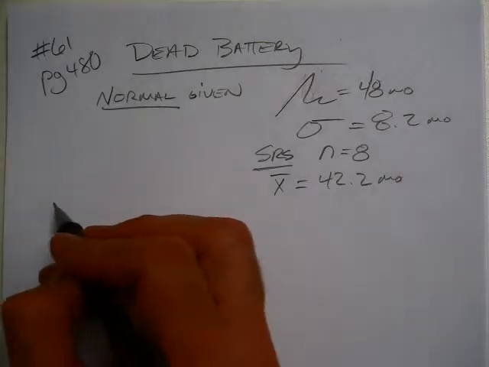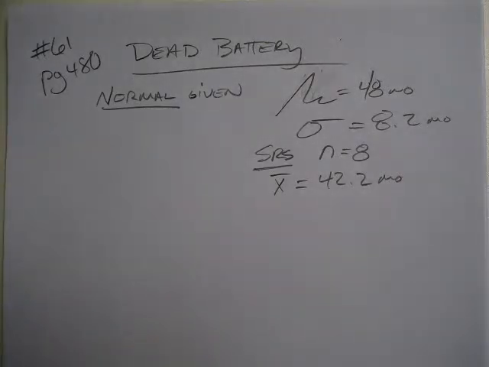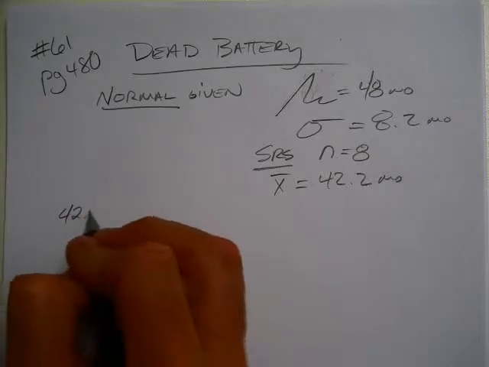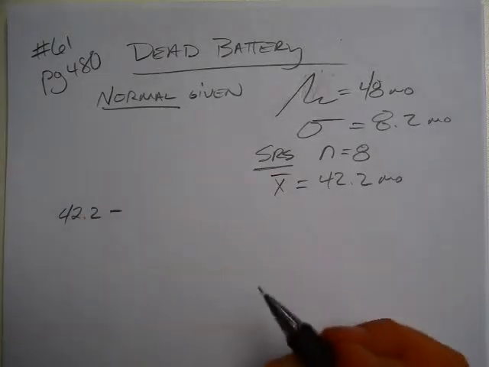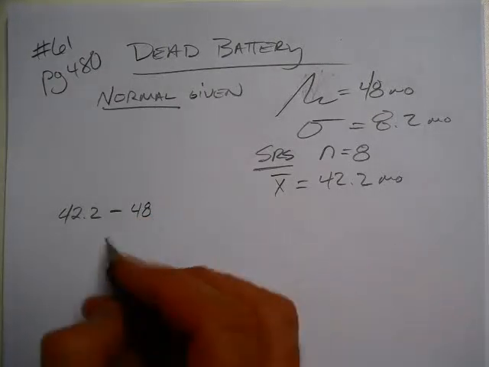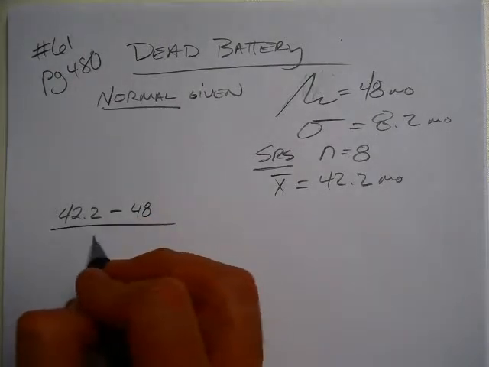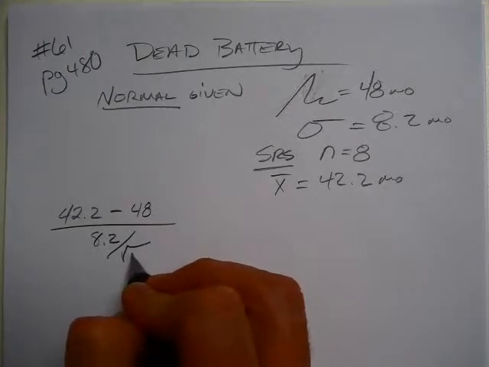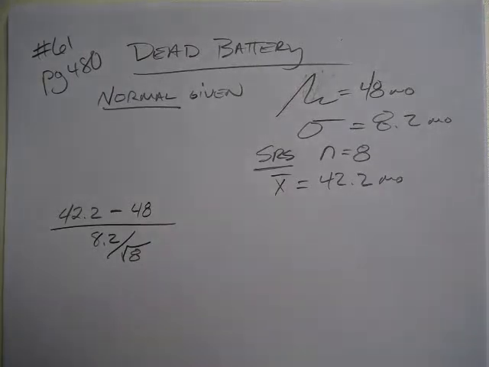Okay, so the first problem says find the probability that the sample mean lifetime is 42 months or less if the company's claim is true. So I've got 42.2 months minus what we expect, 48 months. We're going to divide that by our standard deviation. But since we have more than one, we have to include the square root of the sample size.